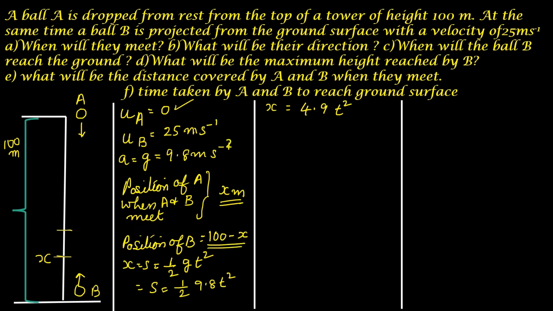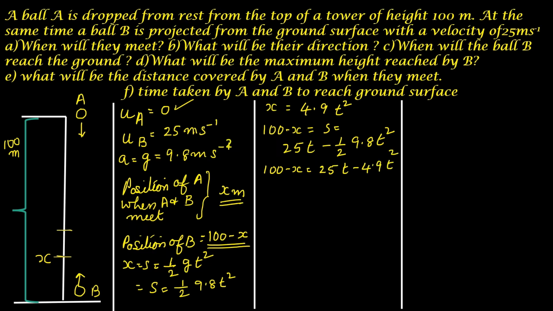Now we will find out the value of 100 minus x. That is the position of B. B is moving upward. So its acceleration will be negative g. So 100 minus x is equal to ut minus half gt square. U is equal to 25. So 25t minus half into 9.8 into t square, which will be equal to 25t minus 4.9 t square. This is our second equation.